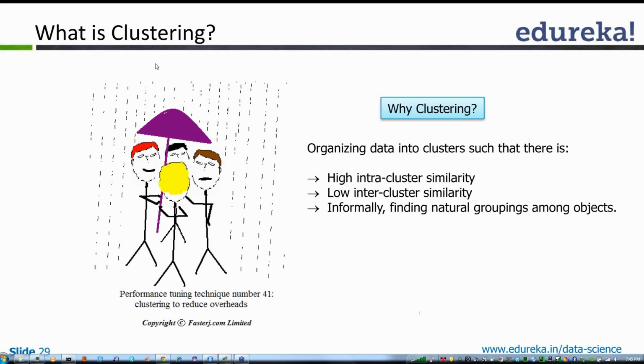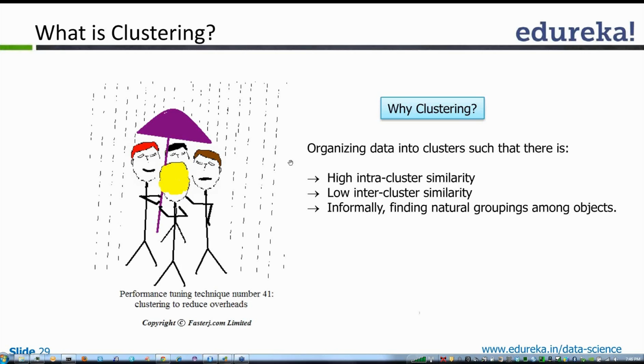And we need to find groupings or clustering in order to account for those restrictions of high intra-cluster and low inter-cluster similarity. The third point is simply finding the natural groupings among objects.